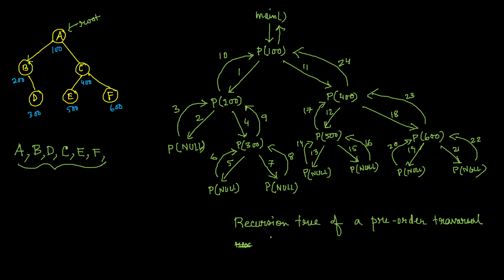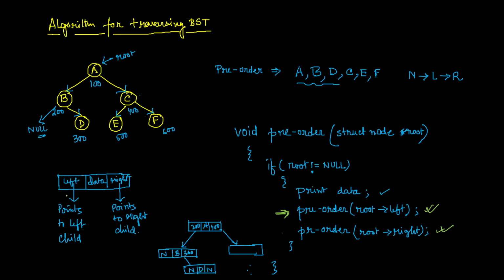Recursion tree of a pre-order traversal. Okay. So now see, we have only how many nodes? 1, 2, 3, 4, 5, 6, where n is equal to 6. So if we have 6 nodes, you see how complex the communication is, which we basically do not realize when we write only these 3 lines of code.